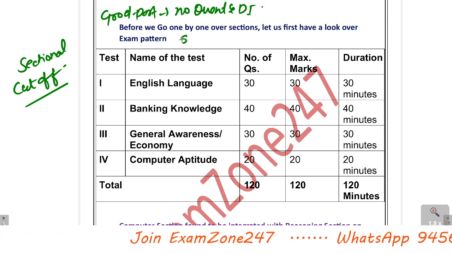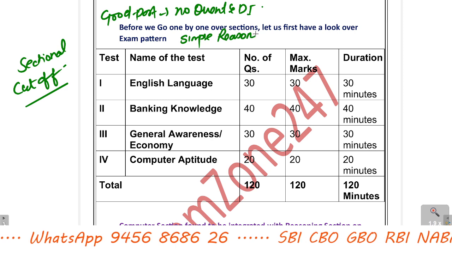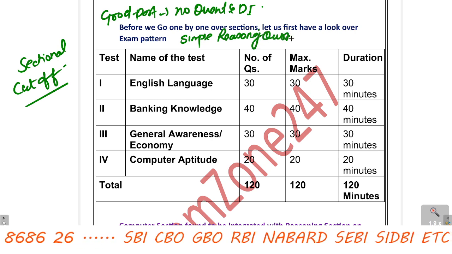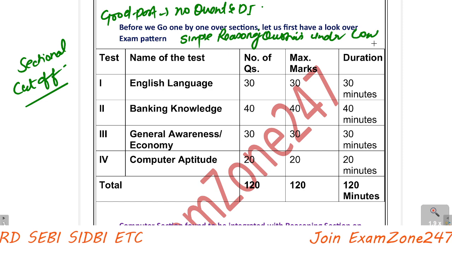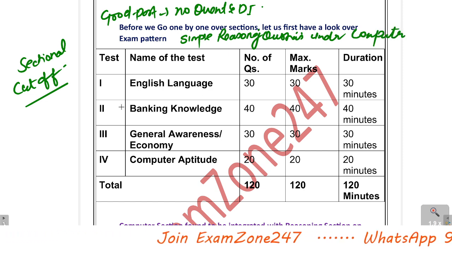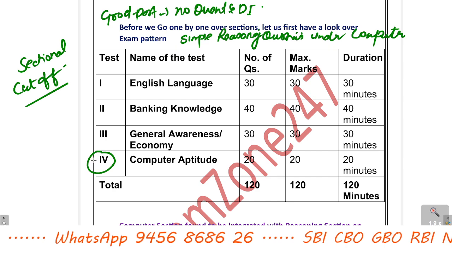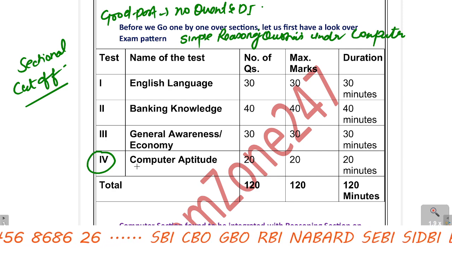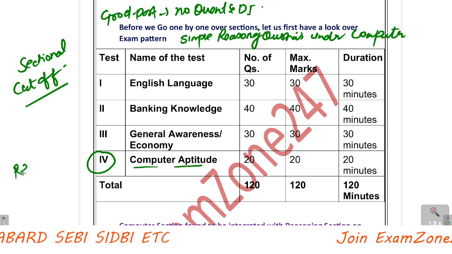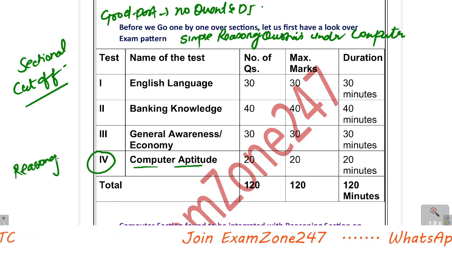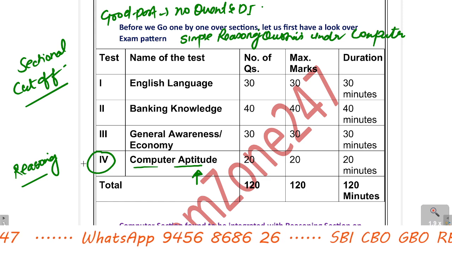Simple reasoning questions will be under the computer section. See, SBI, the worst part, though it is already a good part, is that SBI is addressing it as computer aptitude and asking questions of reasoning. Okay, this will be the most critical part, and we will be discussing how to attempt this part.